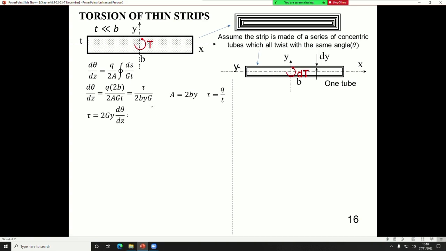In books, usually they find it using the equilibrium method. So this is the first equation. But what does this equation tell us? For a constant value of the torque, the rate of twist is constant. So d theta over dz is constant. So it means G is constant as well. So in this thin strip, although it's very thin, based on this theory, the shear stress depends on y. So it means at the top and bottom layers, we have the maximum shear stresses, and at the center, we have zero stress.